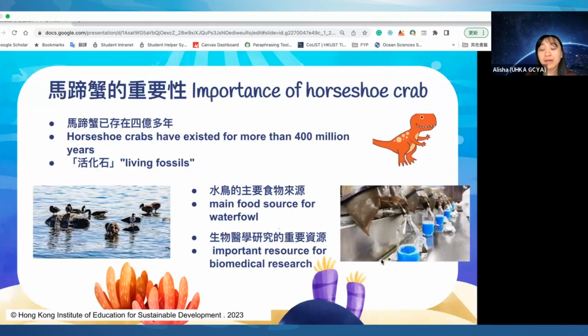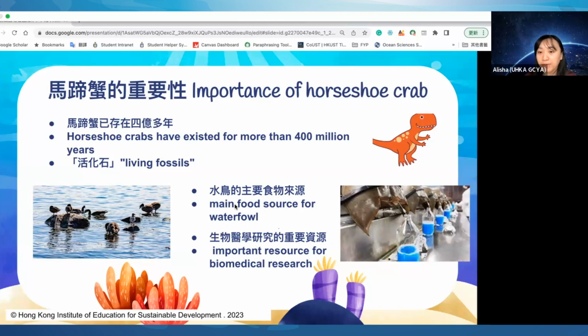Actually, horseshoe crabs are very important to both the environment and to humans. Horseshoe crabs have lived on the earth for many years. They were present 400 million years ago, which means that when there were dinosaurs, horseshoe crabs already existed. So we can call them living fossils. And to the environment, horseshoe crabs are the main food source for the waterbirds. And to humans, they have very important biomedical importance.